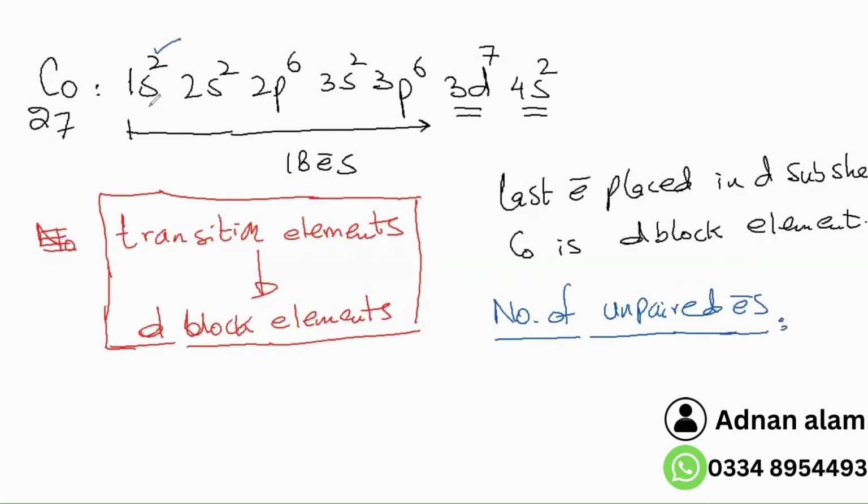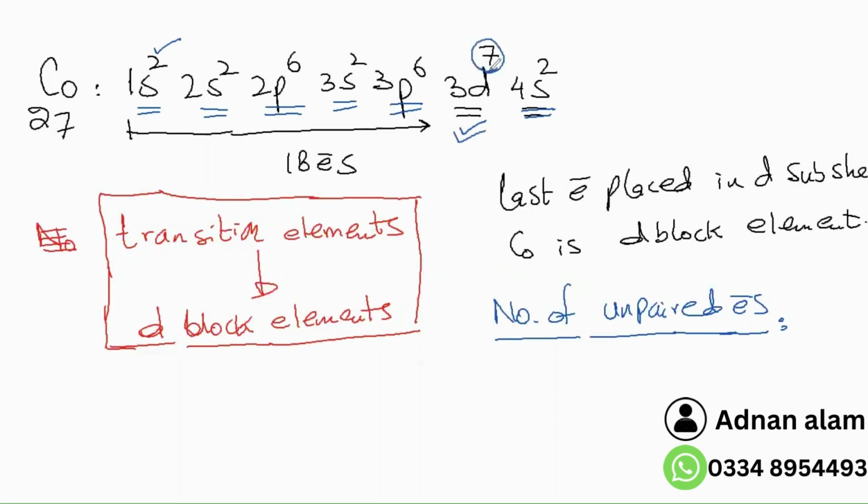Now, if you have 1s2, it means that there is no unpaired electron. 1s2 means that both electrons are paired, the orbital is paired. 2s2 orbital is paired. 2p6, all the 3 orbitals are paired. 3s2 paired, 3p6 paired. And 4s2, the orbital is paired. So if the orbital is full, or if the subshell has the maximum number of electrons in it, then no unpaired electron will be present. But now if you notice, this 3d can occupy 10 electrons.